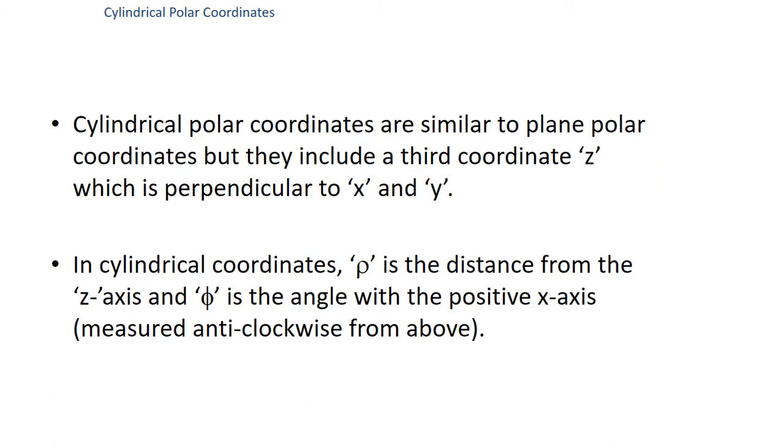So cylindrical polar coordinates are actually very similar to the plane polar coordinates that we saw previously. But they do include a third coordinate, Z. So if you imagine, X and Y we have in rectangular coordinates, Z perpendicular to X and Y. In cylindrical polar coordinates, we have plane polar coordinates, and then we have Z perpendicular to that.